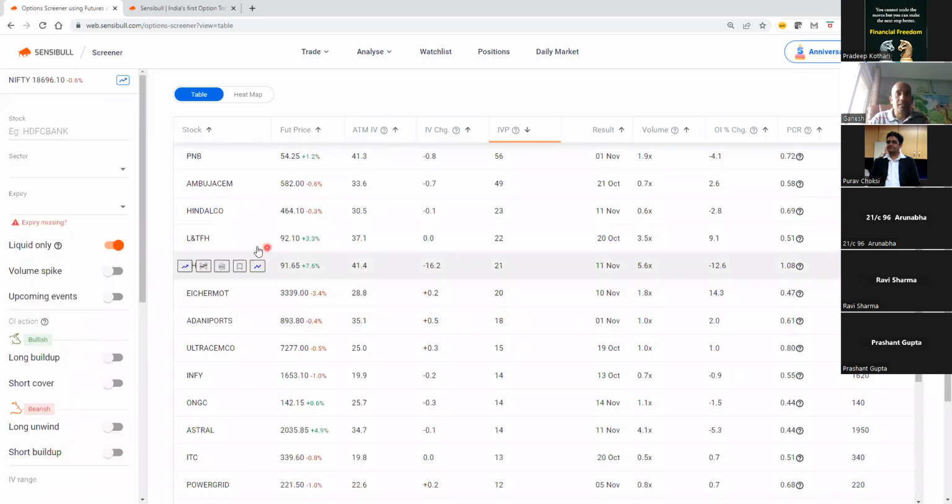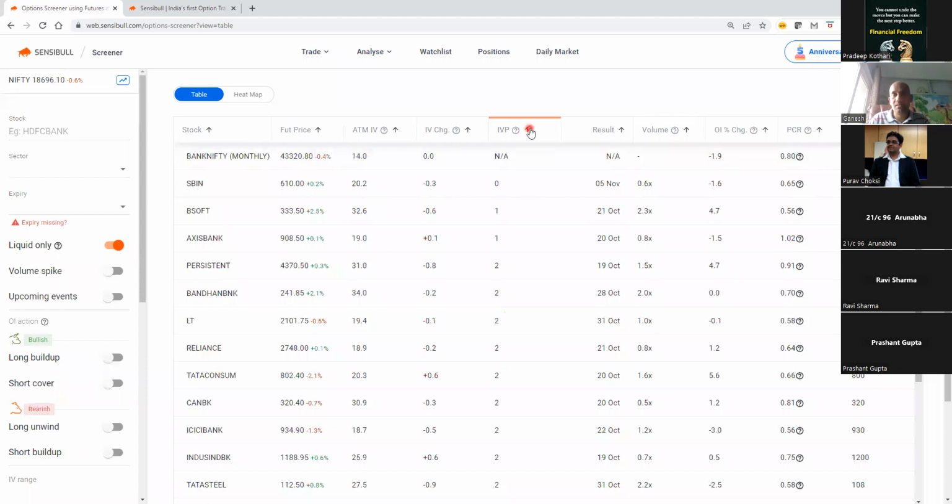Take Punjab National Bank. ATM IV is there, that is 41. But with an ATM IV of 41, is it high? Is it low? How do we know that? We don't know. We can't look at the IV as a standalone. We have to look at it with the IVP. IVP is 56 with 41, which means high.